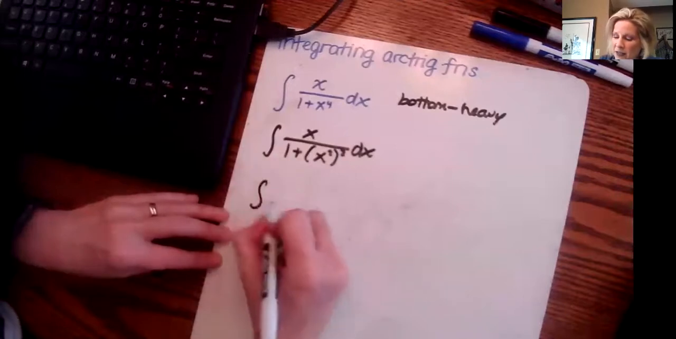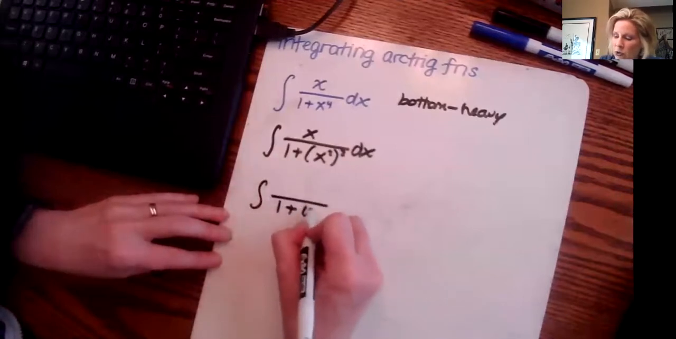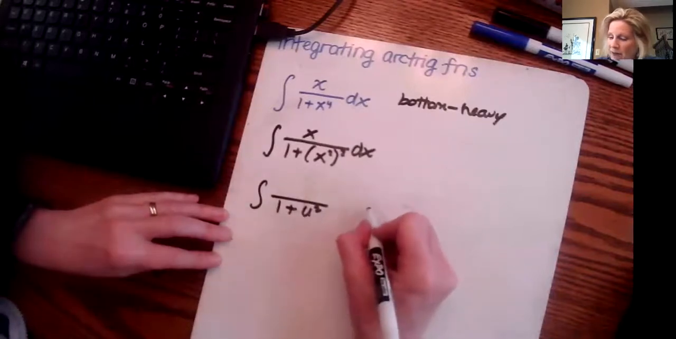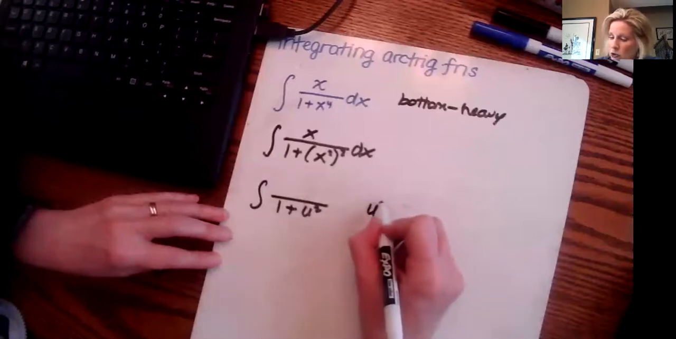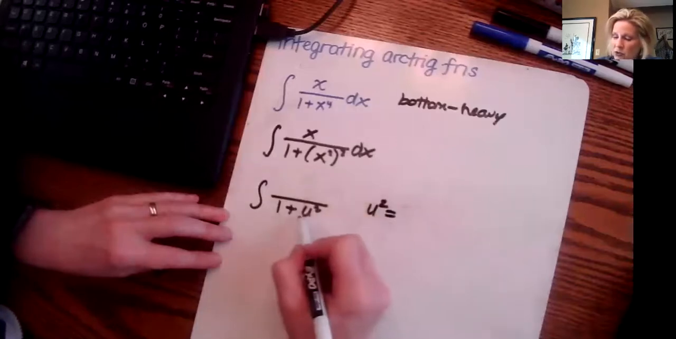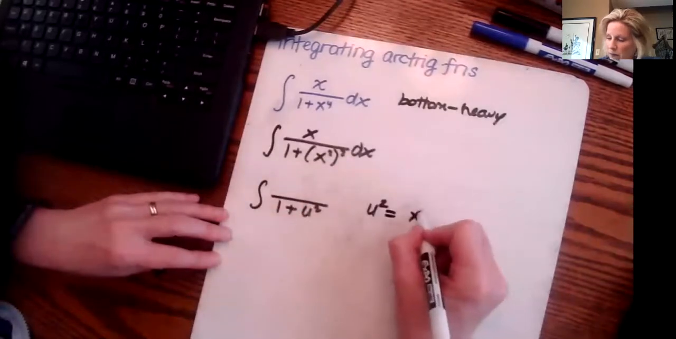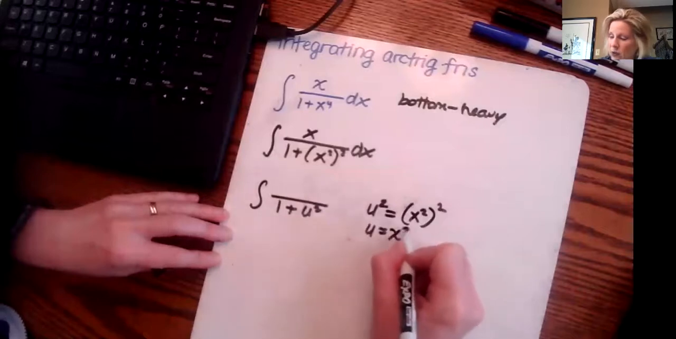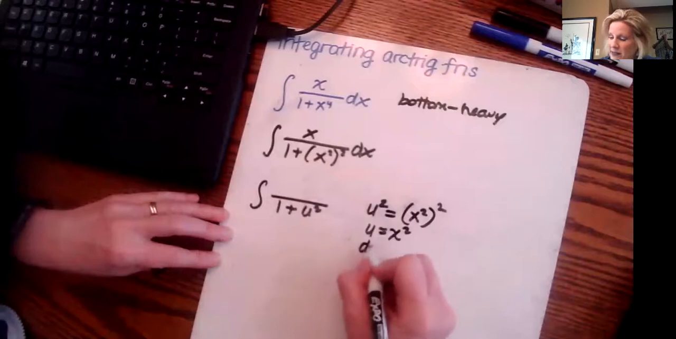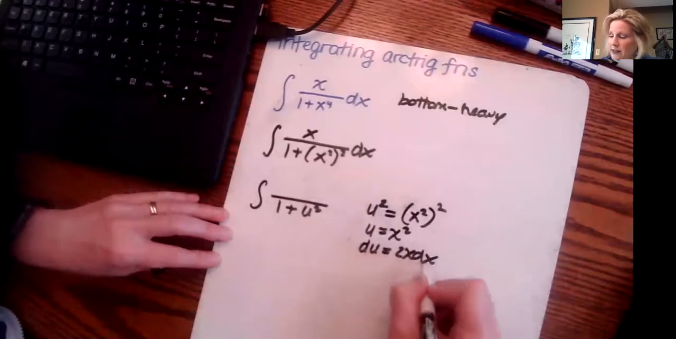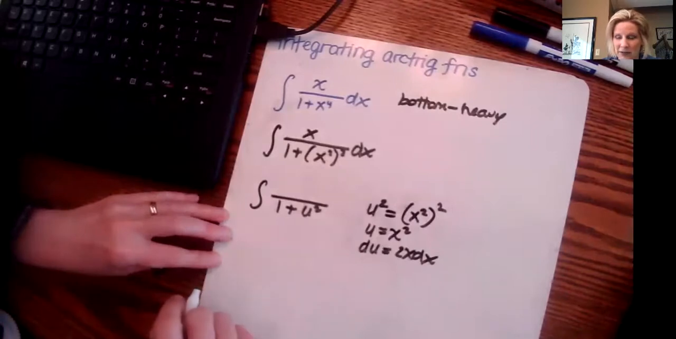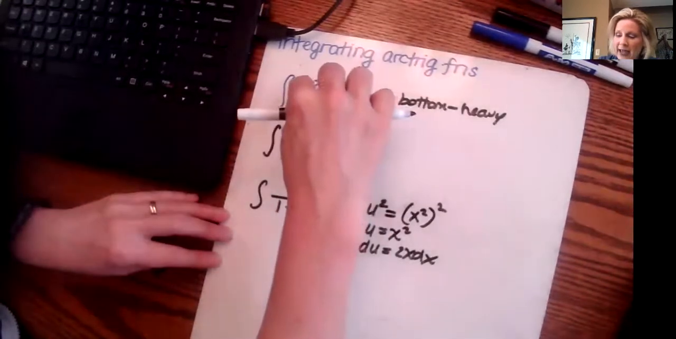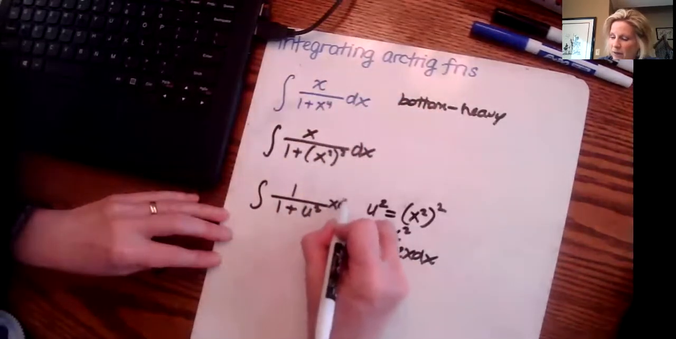So if I wanted to get this into the 1 plus u squared format so I can make it arctan u, I would have to say, let me make u squared be x squared squared. That means u is just x squared. That means du equals 2x dx. Now I'm making progress. So I'm going to say this is 1. I'm going to move the x dx that I've not dealt with out here.